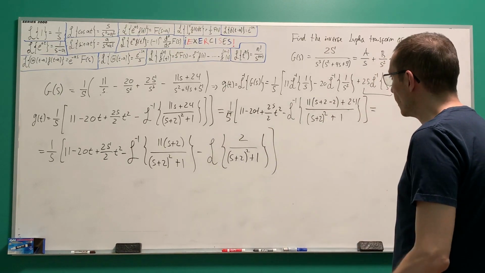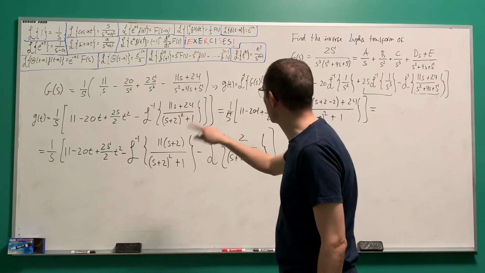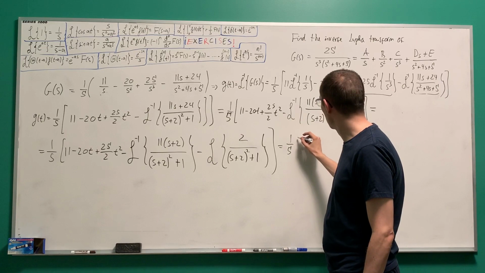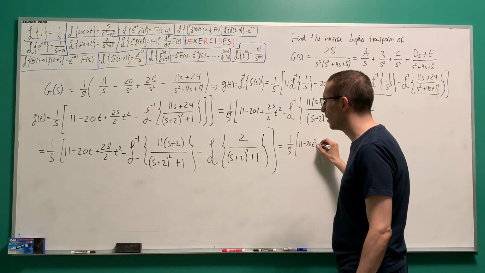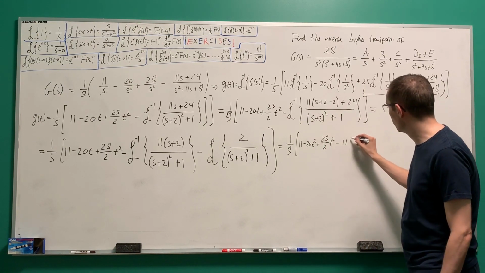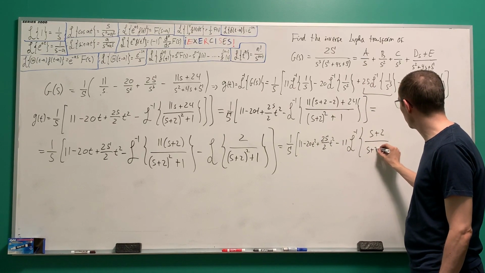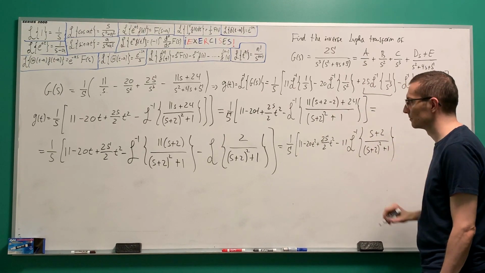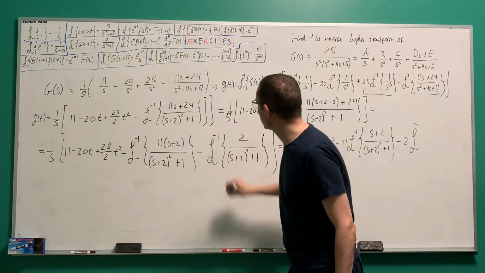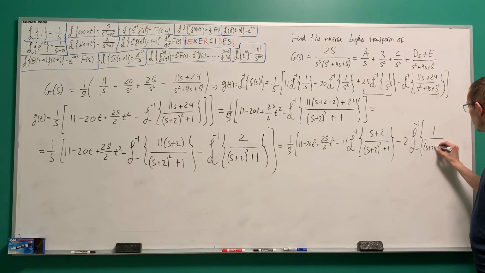All right. So, what we have here then is the following. This one, we can already see more or less what we have. So the 11 can come out. So let me just write. We have 1 over 5 multiplying (11 minus 20t² plus 25) divided by 2t², minus 11 inverse Laplace of (s + 2) divided by ((s + 2)² + 1), minus 2 inverse Laplace, oh, I forgot the inverse here, sorry about that, inverse Laplace of 1 over ((s + 2)² + 1).